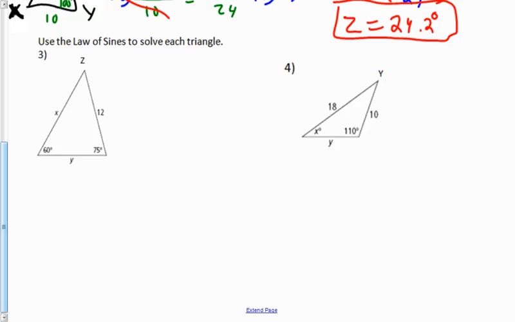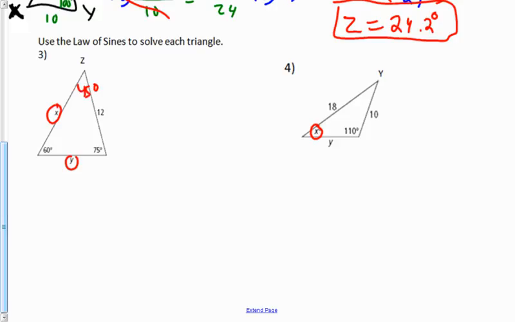And just to solve each triangle, we're trying to find the missing pieces. This one, we're trying to find x and y. This one, we're trying to find x degrees. That's all that we're trying to find here. For the first one, you can find the missing angle pretty easily if you'd like to. 60 plus 75 is actually 135, so that means the last one would be 45 degrees.